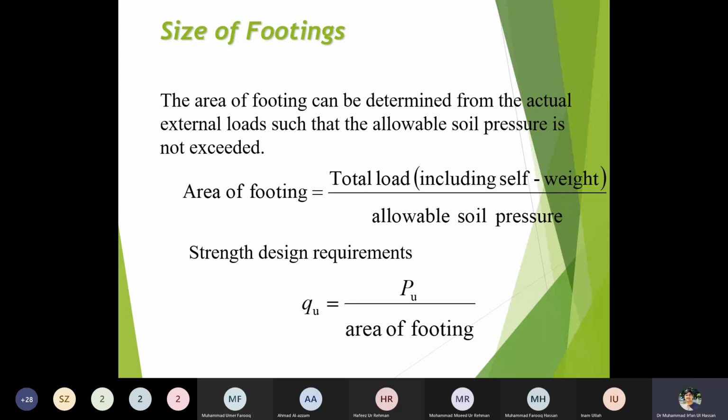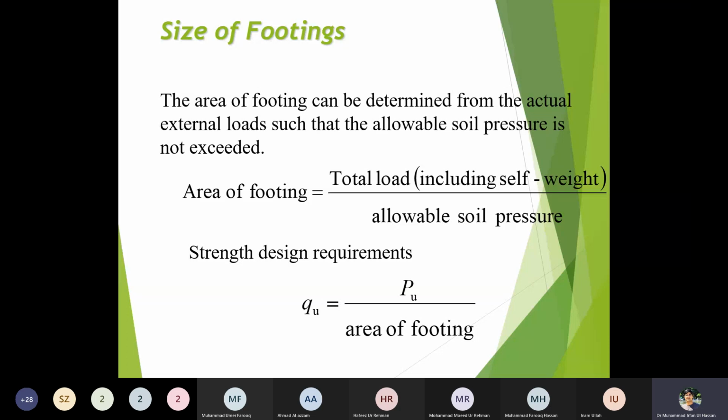So for the size of the footing, you will consider the service load, but for the strength of the footing design, the structural design, you will consider the ultimate load. So the area of the footing is the total load divided by the allowable soil pressure. The area of the footing can be determined from the actual external load such that the allowable soil pressure is not exceeded.